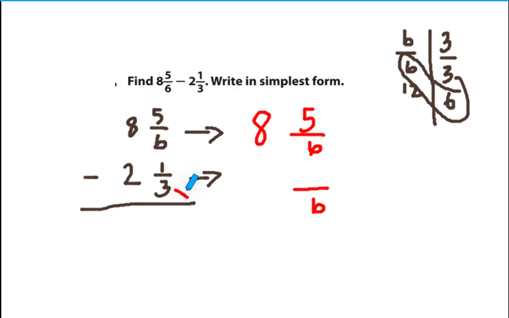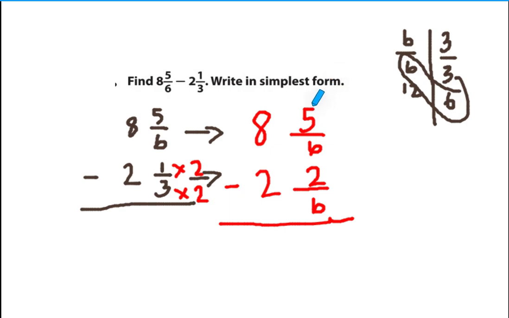Well, what did we multiply 3 by to get 6? 3 times, I hear it, 2. What you do to the bottom, you do to the top, the numerator. Now I'm going to ask myself, what is 1 times 2? That's right, 2. Slide that whole number over here and bring the operation symbol over to the other side. Now that I have matching denominators, 6, I can go ahead and subtract.